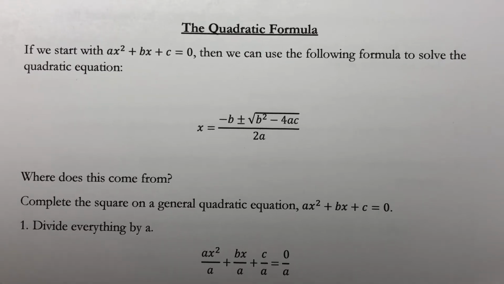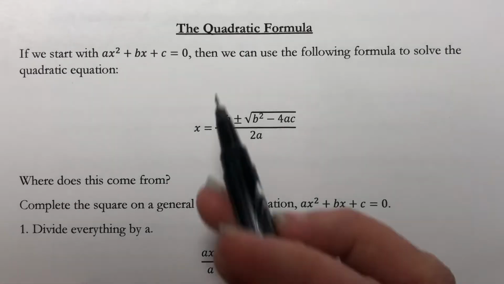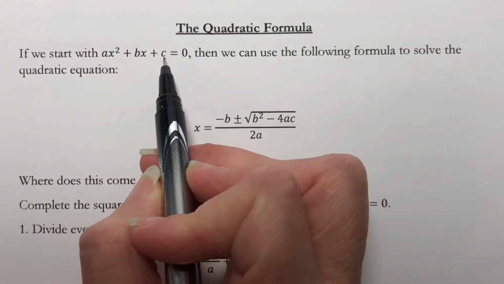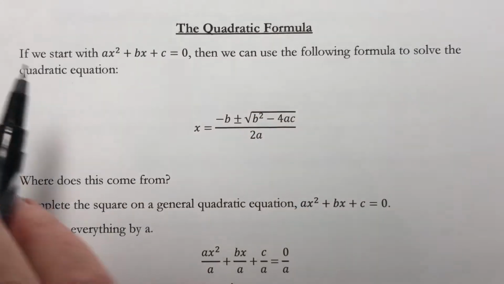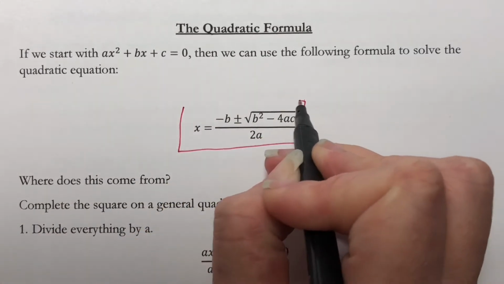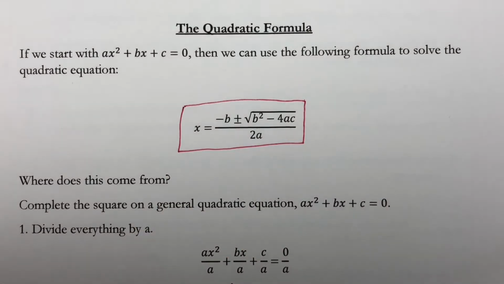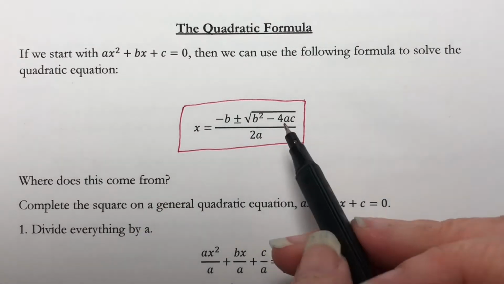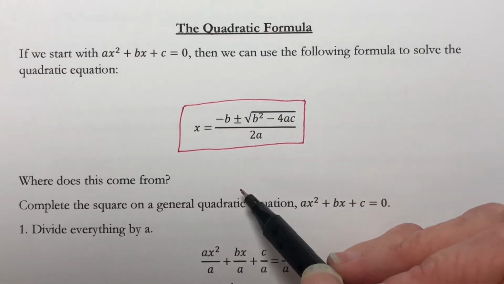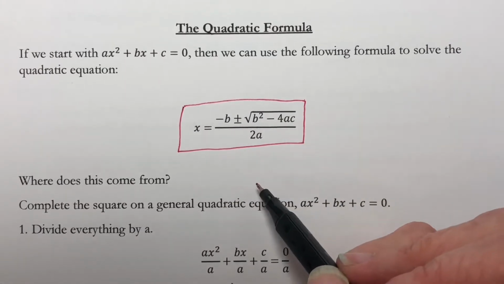And then that gets us to the quadratic formula. If we start off with ax squared plus bx plus c is equal to 0, then we can use this formula right here to solve any quadratic, okay? You should memorize this. If you don't have it memorized already, you should do it right now, okay?